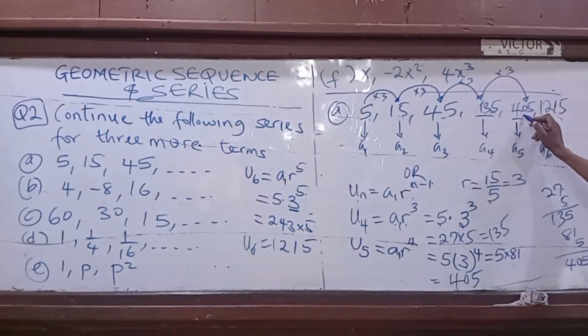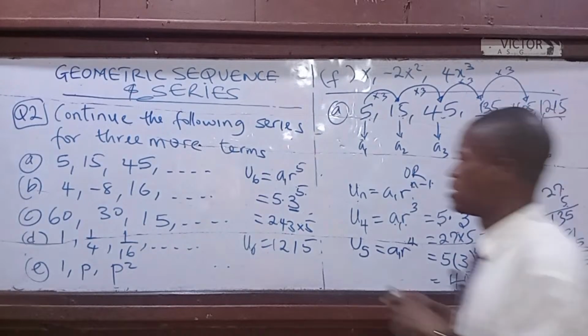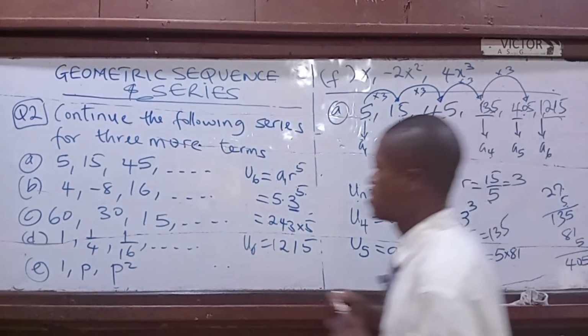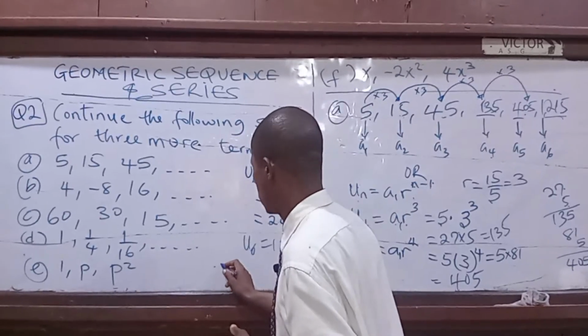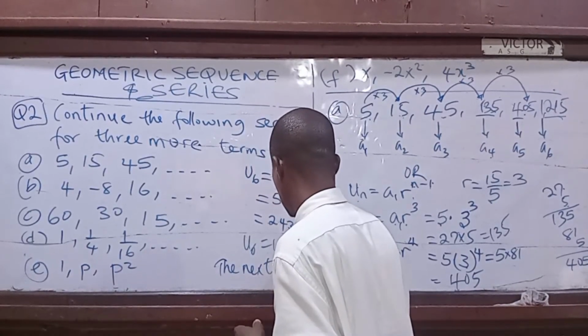If you multiply 405 by 3, it's going to give you 1,215. Okay, so that's that on that case. Then you can now say the next 3 terms.